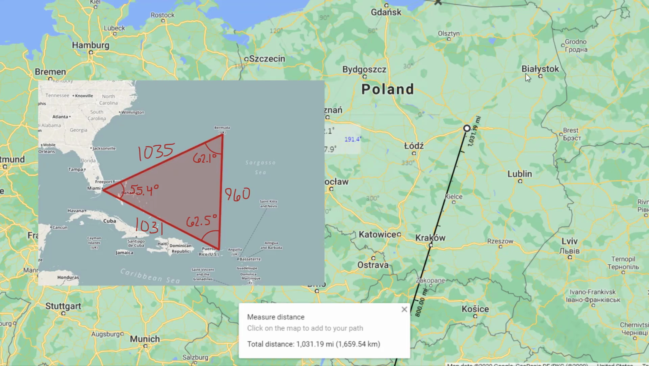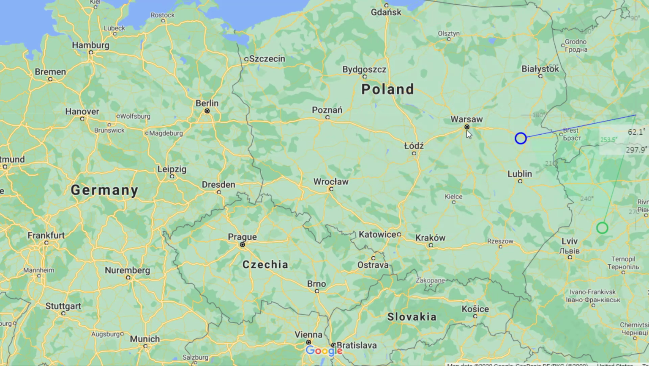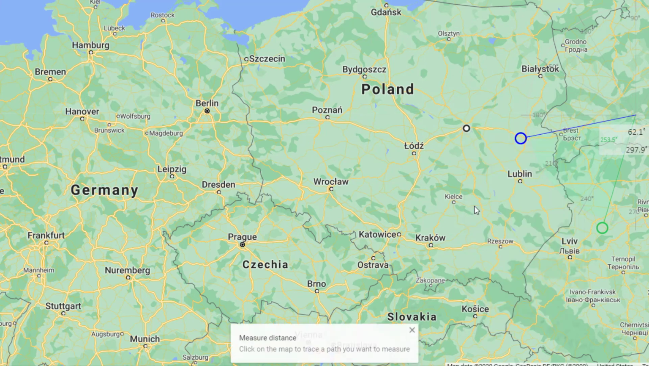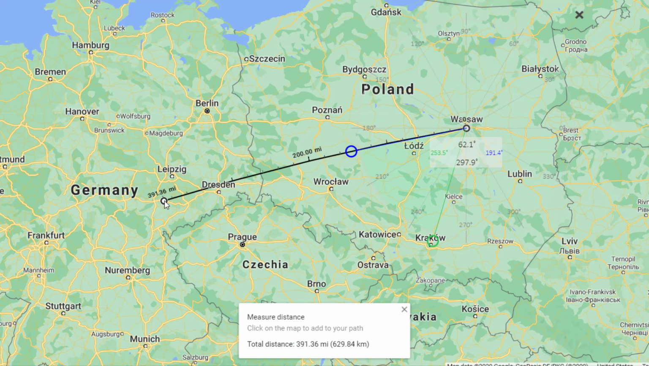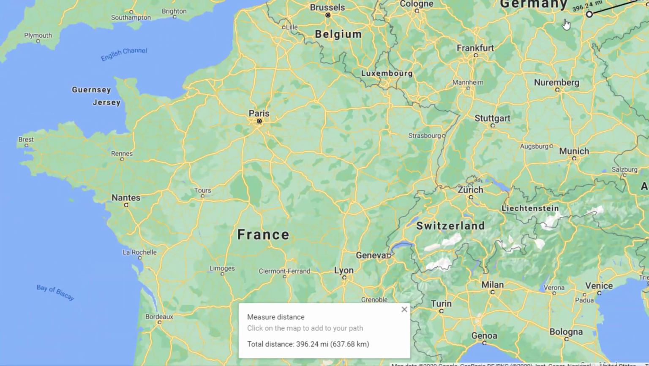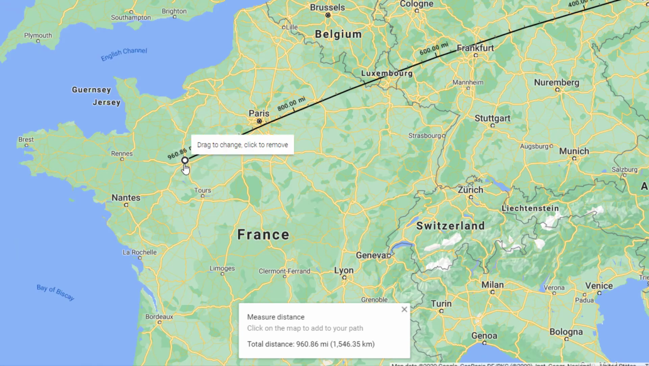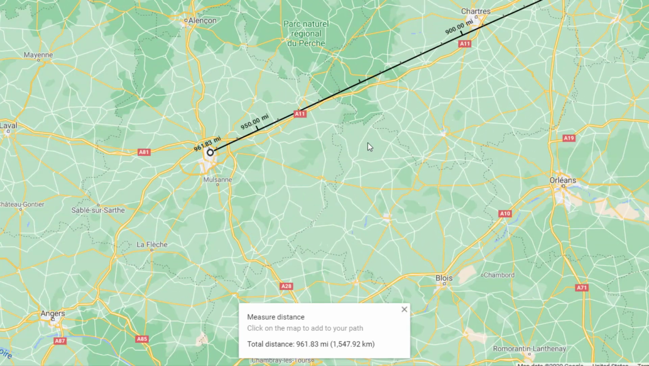I measured 62.1 degrees clockwise of the distance from Warsaw to Taormina. Because I used the 62.1 degree angle, the 2 distances the angle is in between must be 1,035 miles and 960 miles, so my 3rd city must be 960 miles away from Warsaw. Finally, I put all this information together and found my third city, Le Mans.